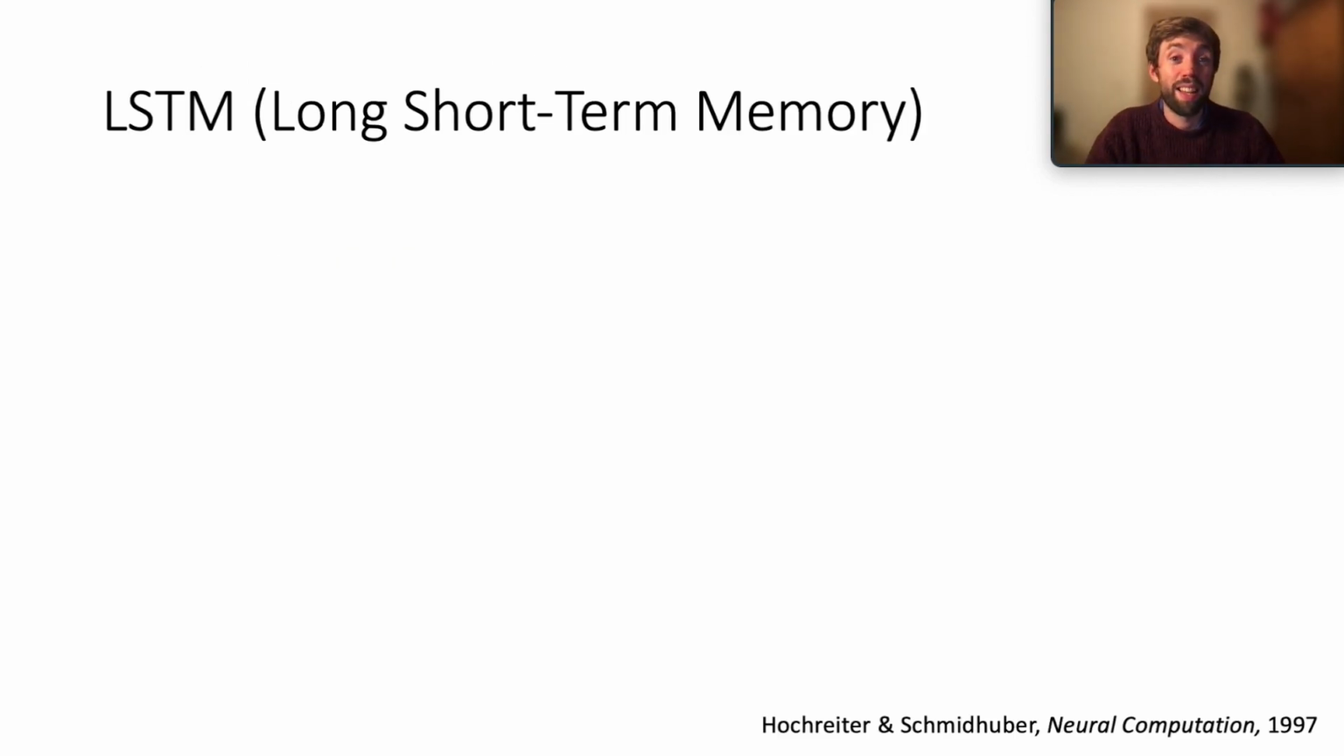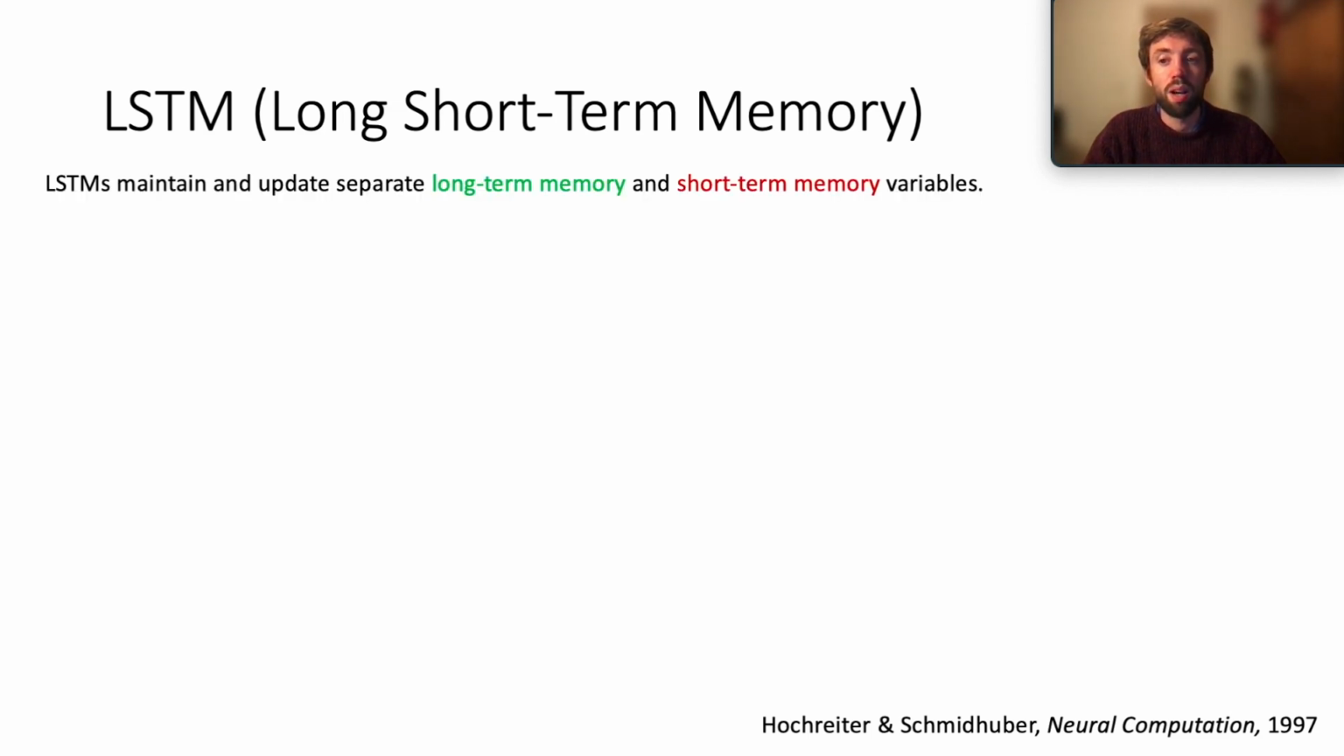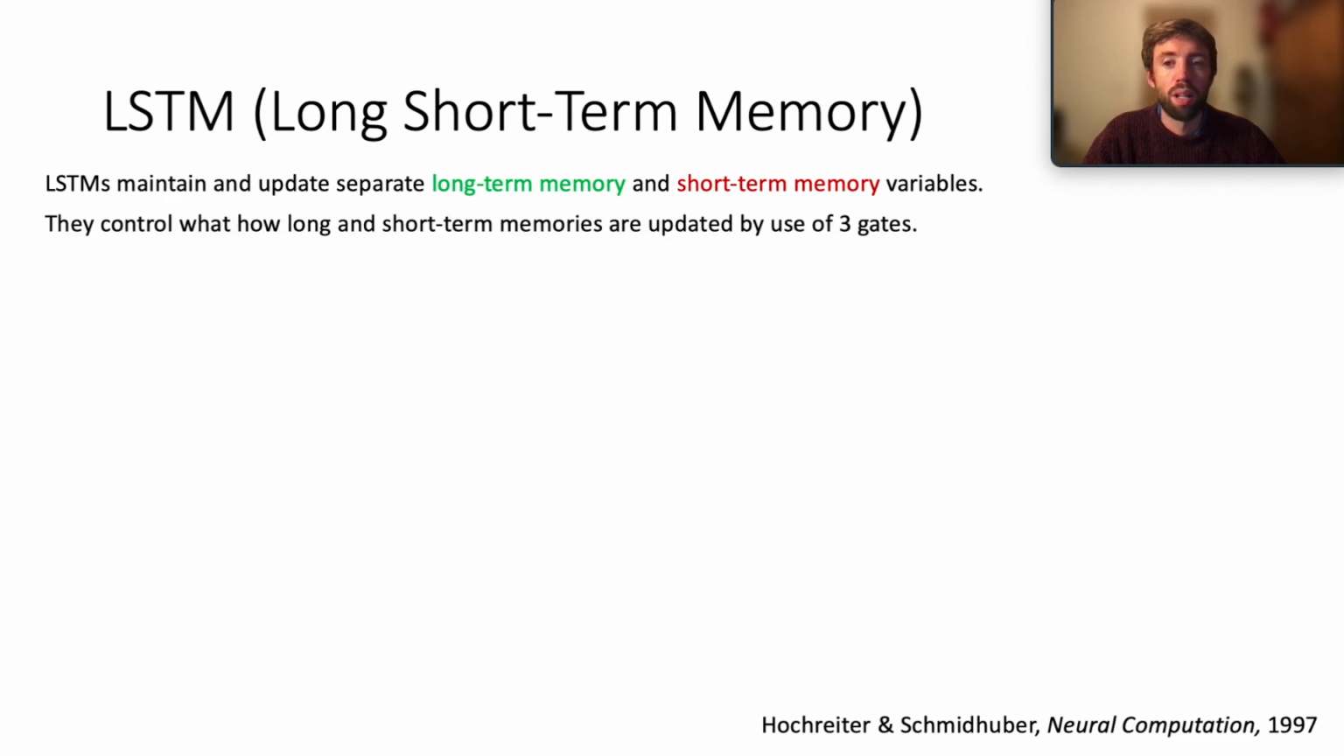So the GRU is itself a simplification of a model that was proposed way back in deep learning prehistory, 1997. So the LSTM, or long short-term memory network, has been extremely successful at solving these vanishing gradient problems and has excelled at a range of tasks that require temporal dependencies, including machine translation. So LSTMs maintain two separate activity variables that they sometimes call long-term and short-term memory variables. And they control how these long and short-term memories are updated by the use of three different gates.